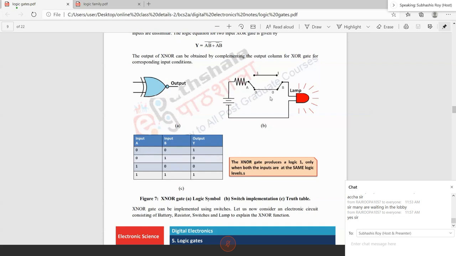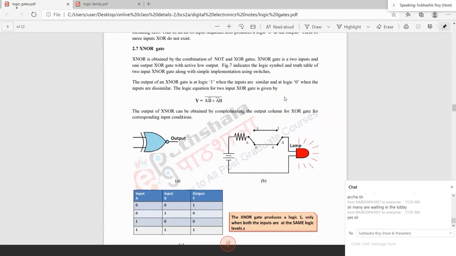Okay, so you can see that if I design this circuit, the switch positions should be parallel like this. If both are 0 0, then there will be a complete circuit. If both are 1 1, then there will be a complete circuit. But if A is connected to 1 and B is connected to 0, then this circuit will be open, so there is no current. So this is what an XNOR gate is doing.